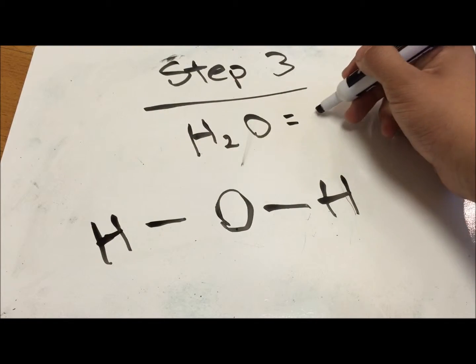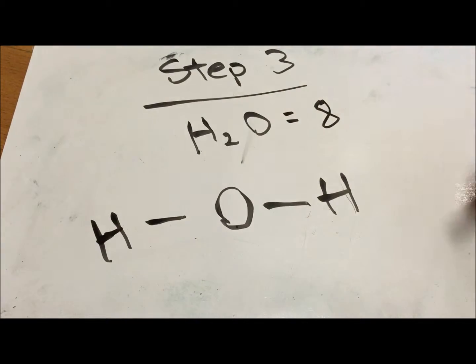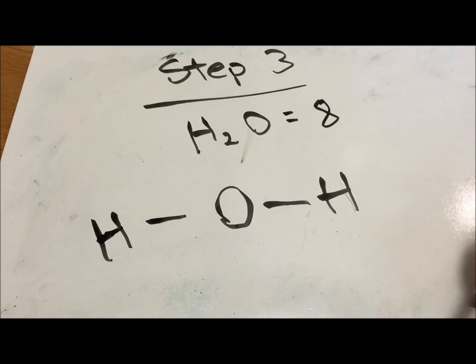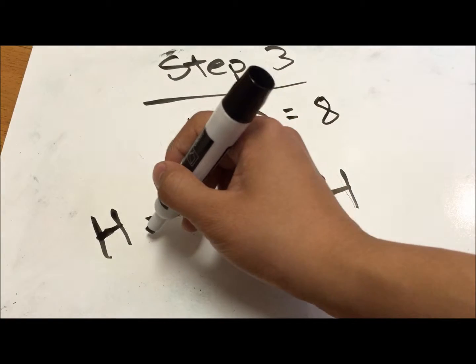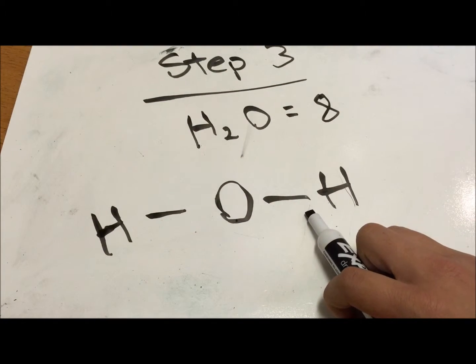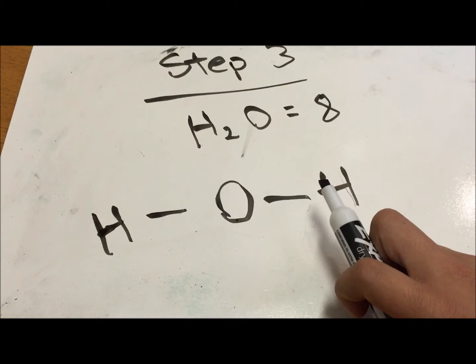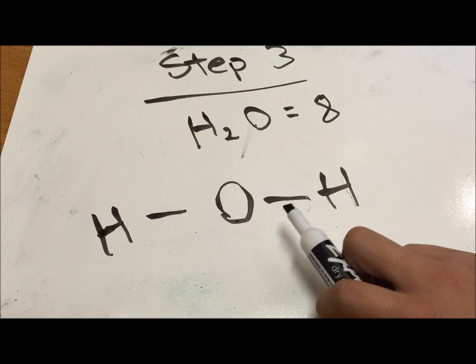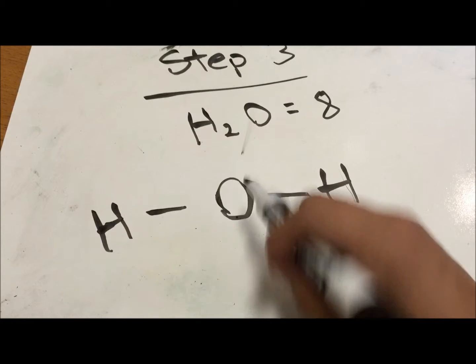Now we determined that the number of valence electrons it has is 8. Since hydrogen only forms 1 bond, we cannot add any more electrons to it. So we're going to add the rest of the electrons to the central atom, which is oxygen. And then we're going to have a total of 8 valence electrons.